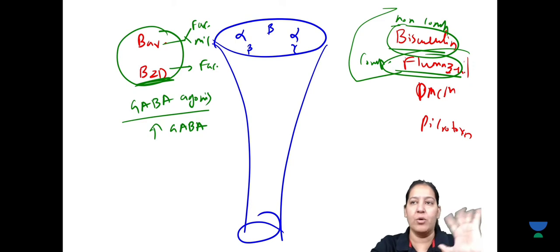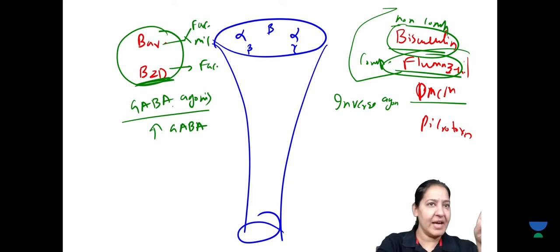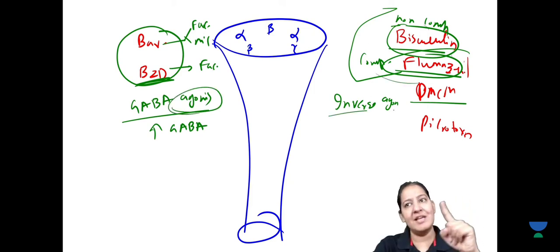These are not agonists. DMCM is an inverse agonist. I guess you got the difference. So these are agonists, these are antagonists, this is an inverse agonist.